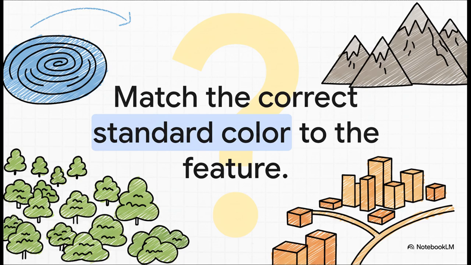Let's test your natural instincts with question 20. How do map makers universally color code our world? Imagine you're flying way up high over the Earth. How would you naturally match the correct standard color to these features? Water, vegetation, mountains, and urban areas.